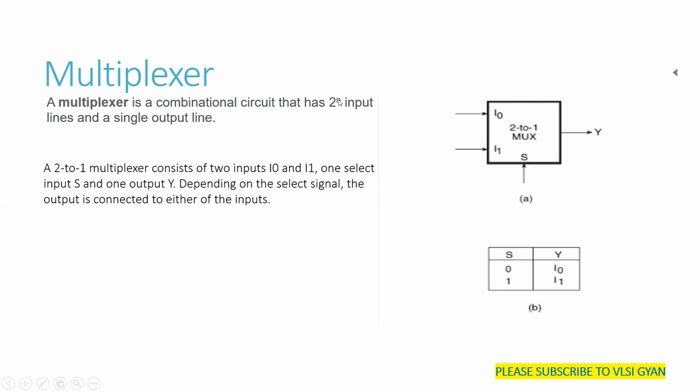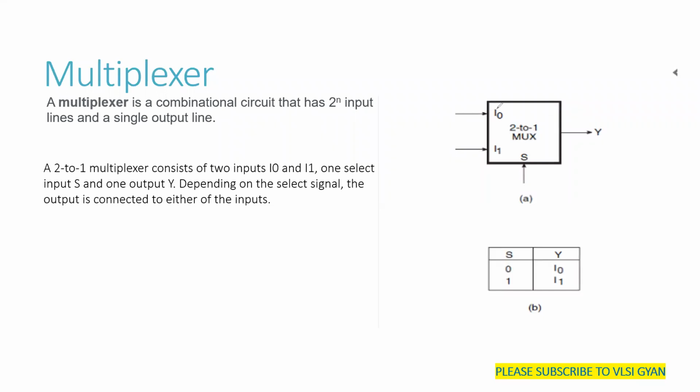So when n is 1, 2 power 1 is 2, so it is a 2:1 MUX. So basically in a MUX, we have n select lines and 2 power n input lines and a single output line. So friends, let us see the operation of a single 2:1 MUX.